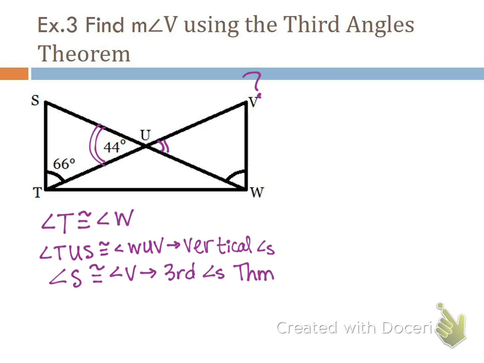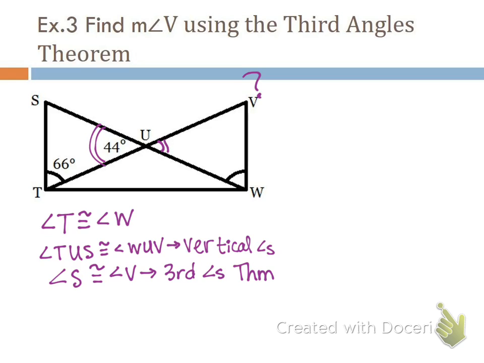So if we can figure out the measure of angle S, that'll be the same as the measure of angle V. Questions, concerns about this thought process? Okay, how could we find the measure of angle S? These two equal to W. What do we think? Add what together?